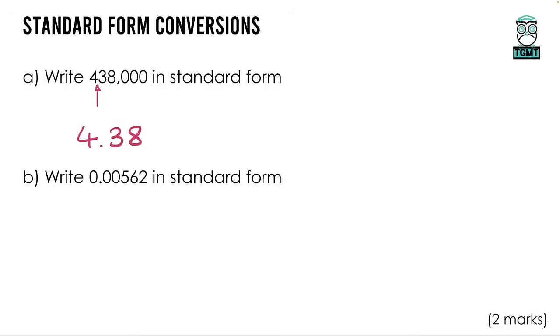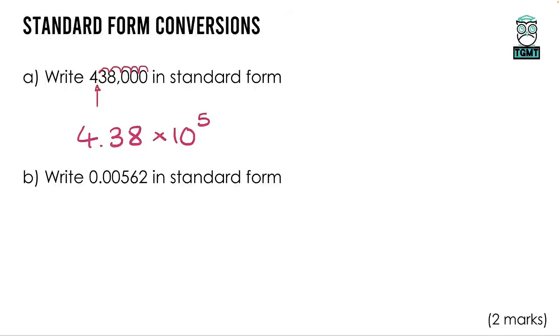And to do that, we would have to do 1, 2, 3, 4, 5. We would have to multiply this number by 10 5 times to turn it back into this 438,000. So that's 10 to the power of 5. And there we go, that's written in standard form.